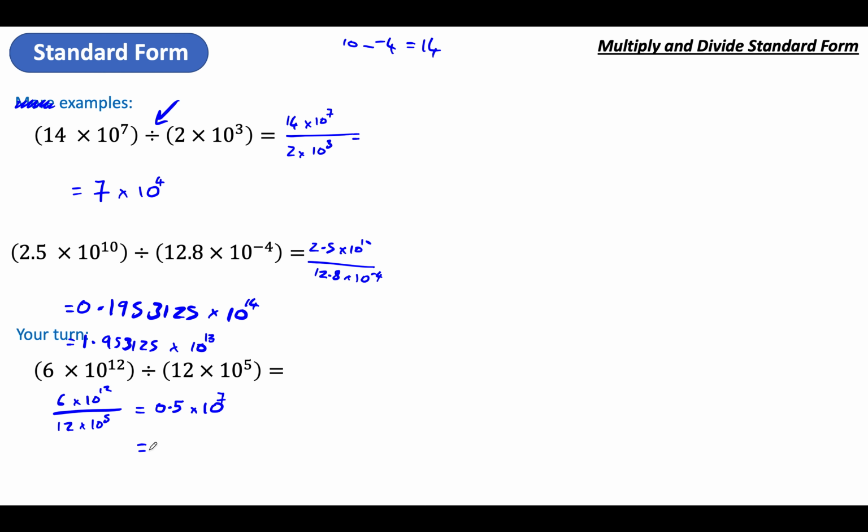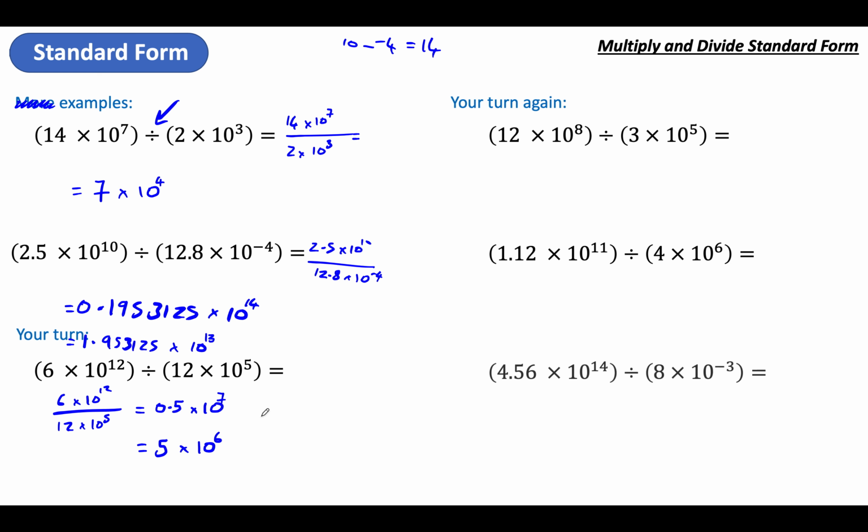Now my number is not in standard form, so I'm going to rewrite it. It should really be 5, not 0.5, times 10 to the power of, well, my number got one bigger, so this power gets one smaller, so power of 6. You might have written 5.0, but of course you don't need that 0.0, you just need the 5. Right? Your turn again. 3 numbers for you to do, so pause, do them, and then unpause when you're done.